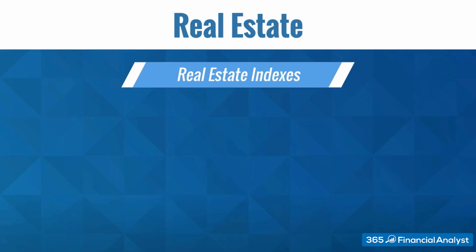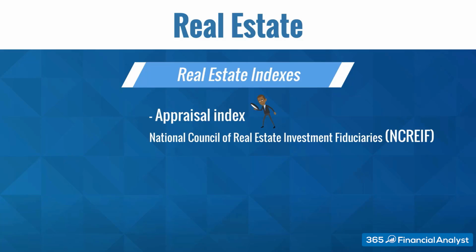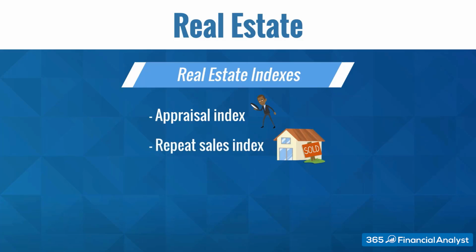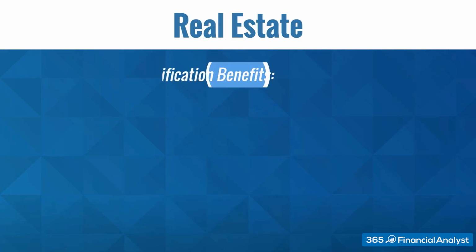The first one is the so-called appraisal index. An example is the National Council of Real Estate Investment Fiduciaries, or NCREIF Property Index. As the name suggests, it is based on appraisals or periodic estimates of property values. This kind of index has smoother returns and lower standard deviation compared to the other types. Next, we have the Repeat Sales Index, which is based on price changes of properties that have been sold multiple times. Finally, there are REIT indexes, which are based on trading prices of REIT shares. This approach is similar to equity indexes.